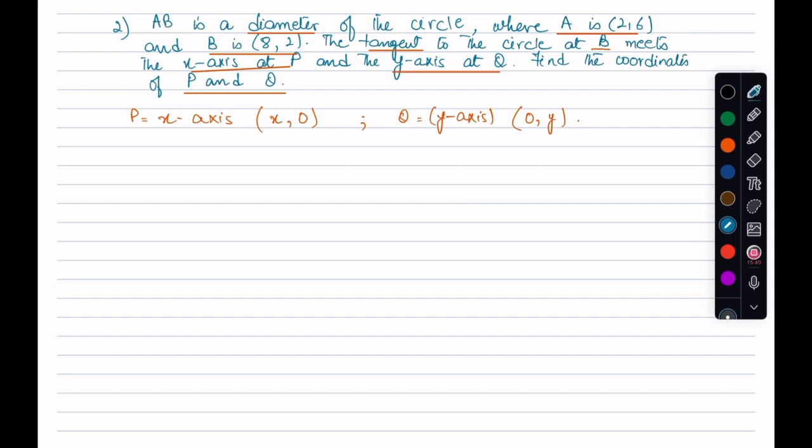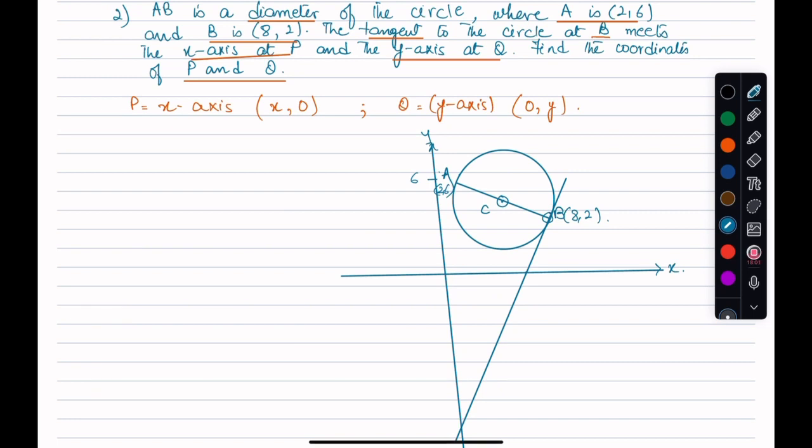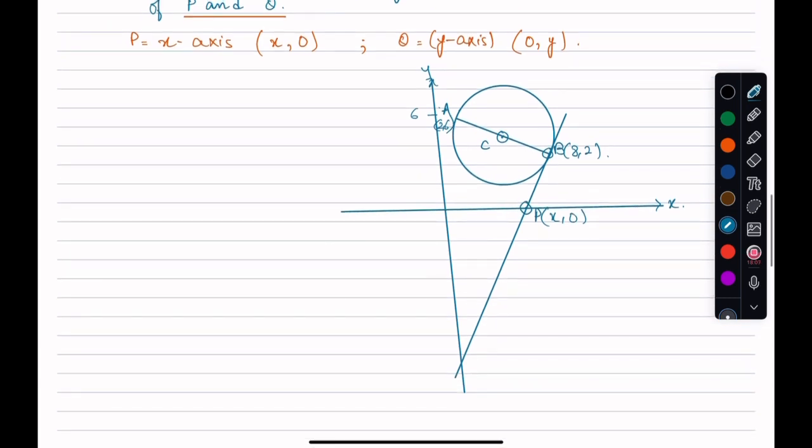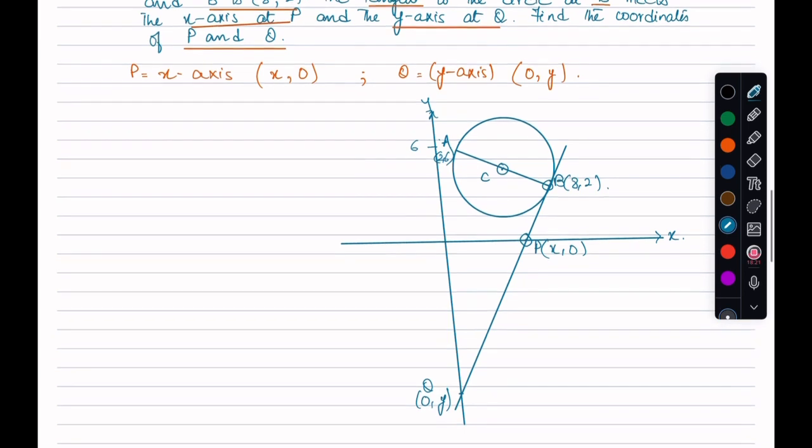So if I make the circle here, AB is the diameter of the circle, A and B. So I've made the diameter. Let's say the center lies here, and the center is point C. And I've made the tangent to the circle at B, which meets the x-axis at P with y-coordinate 0, and meets the y-axis at Q, where the x-coordinate is 0. So we are supposed to get the coordinates of P and Q. Unless we have the tangent equation, we cannot find the coordinates of P and Q.